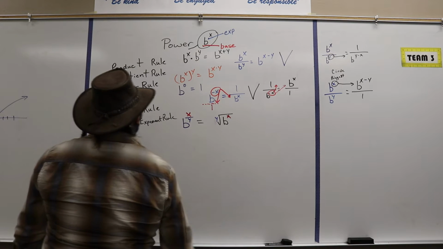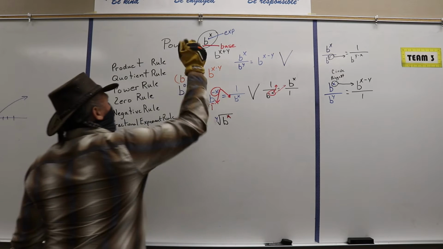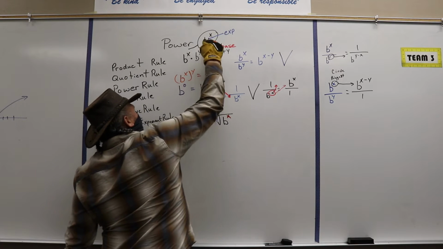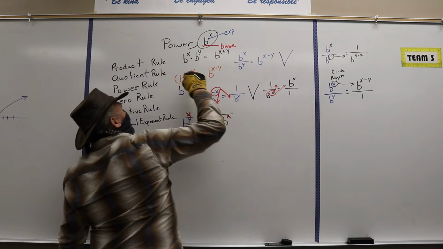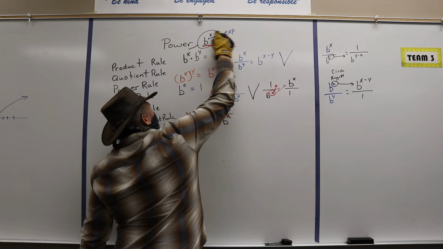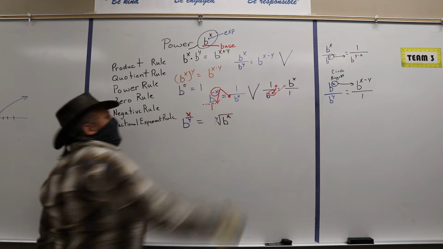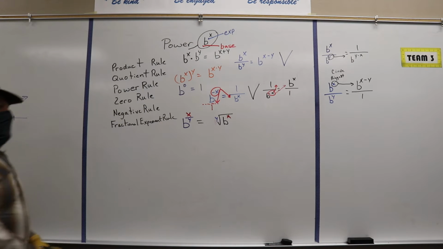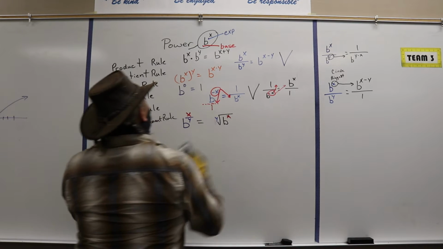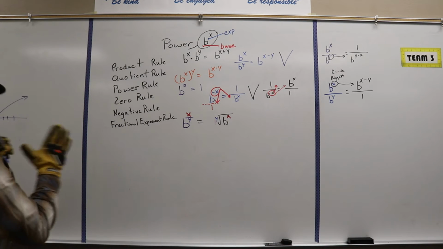So, a power is you have a base, that's b. You have an exponent, that's x, and b to the x. The whole thing is a power, right? So, when we're talking about these power rules, we have some basic ones.